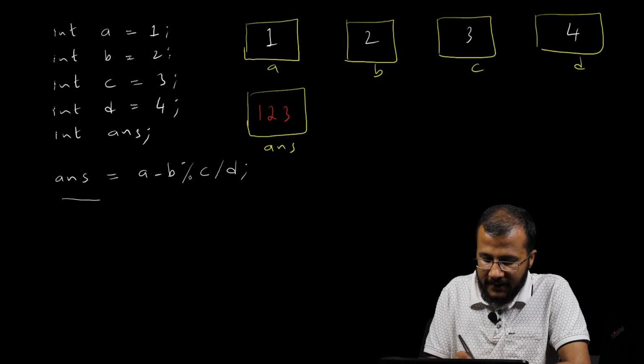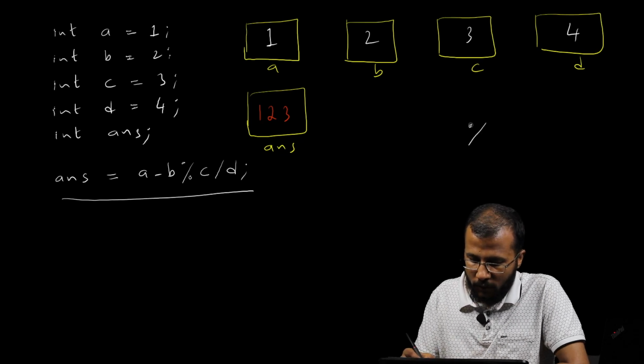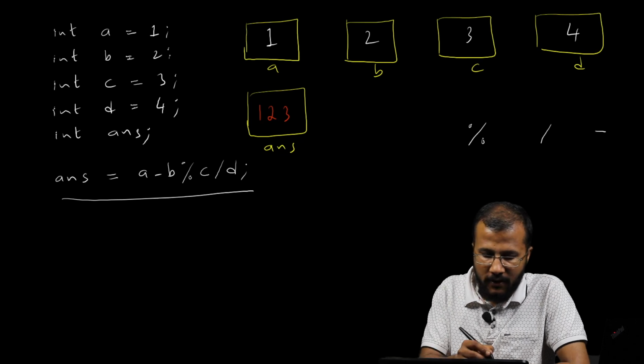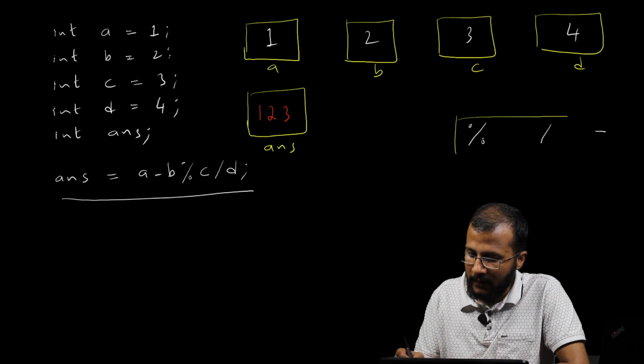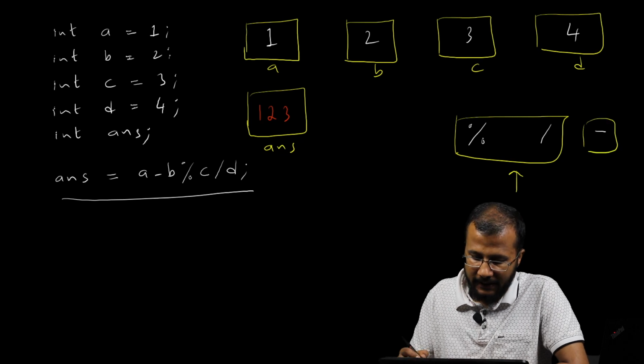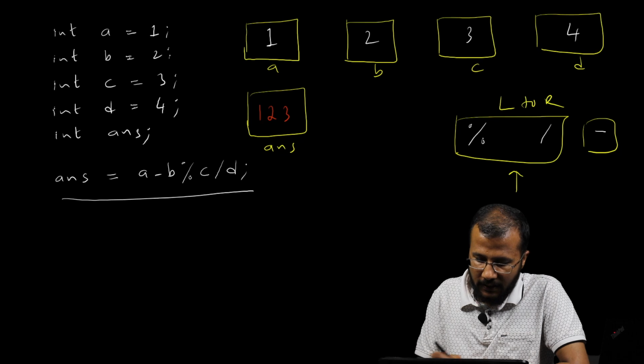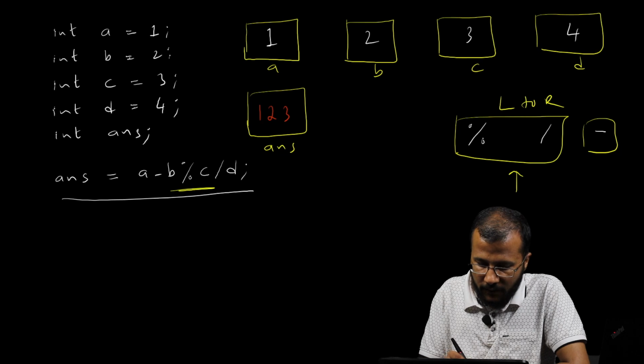Now let's talk about this expression. In this I have the following operators: I have modulo, I have division, and I have subtraction. Modulo and division have the same priority, and then we go for subtraction. And this is evaluated from left to right. So first of all, I'll go from left to right. I'll find modulo here, so I'll evaluate it first.